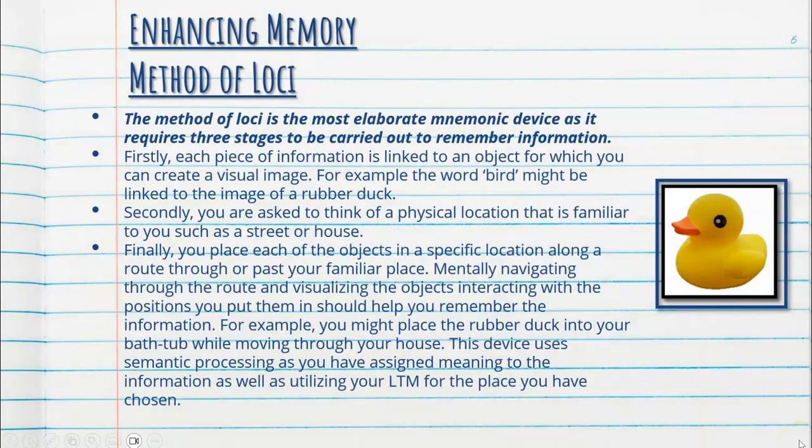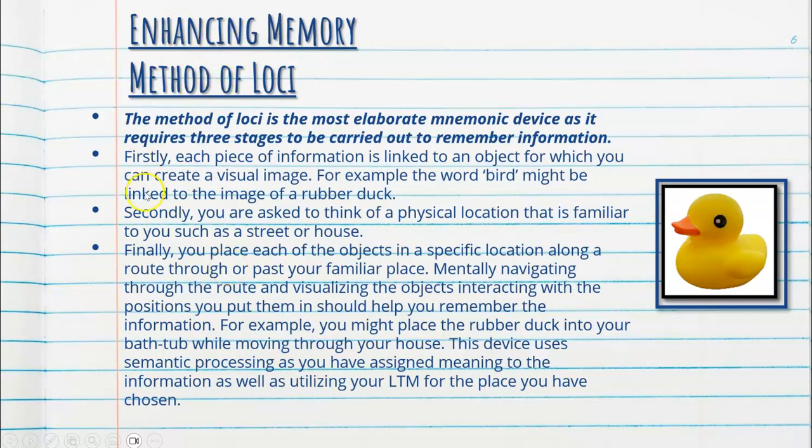Now, the method of loci is one of the most elaborative mnemonic devices, and it requires 3 stages to be carried out to remember information. Firstly, each piece of information is linked to an object for which you can create a visual image. For example, the word bird might be linked to the image of a rubber duck. Secondly, you're asked to think of a physical location that is familiar to you. This might be a street or a house or a landmark nearby. Finally, you place each of the objects in a specific location along a route through or past your familiar place.